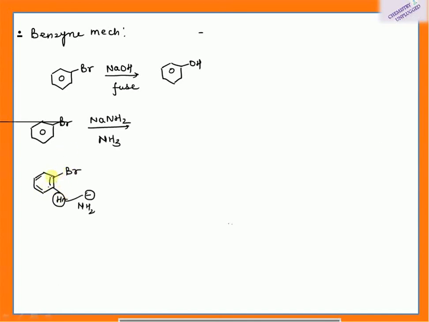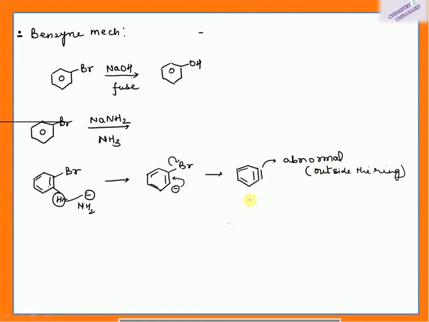So this base will first remove a proton from this position. This NH2 minus will remove this proton first. It is removed from the ortho position. This elimination leads to the formation of a negative charge here. Then we have Br at the ortho position, so it can pull this electron density towards it and form a new pi bond here. This new pi bond is abnormal and highly unstable because it is outside the ring. Because of its instability, benzyne is highly reactive in nature. So NH2 can attack on it, then it will take a proton from ammonia and form aniline.